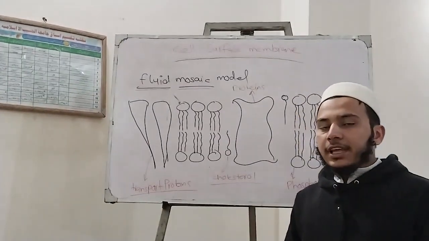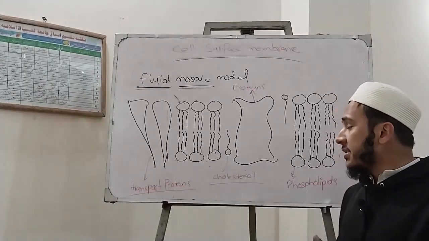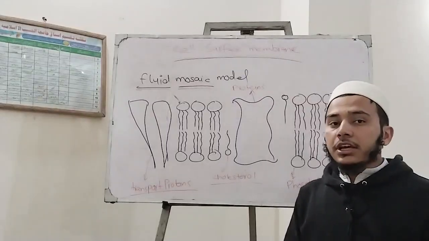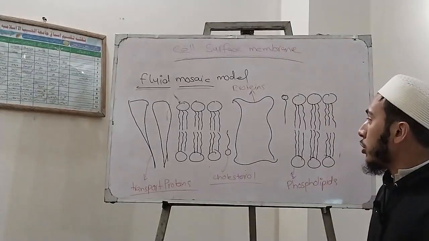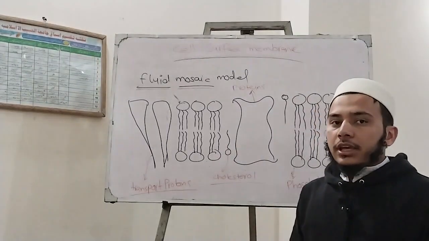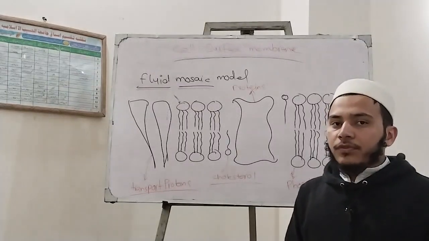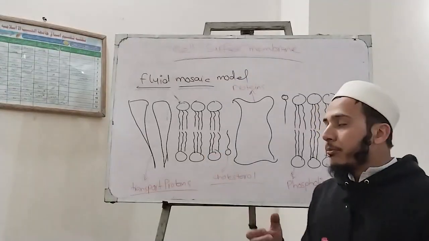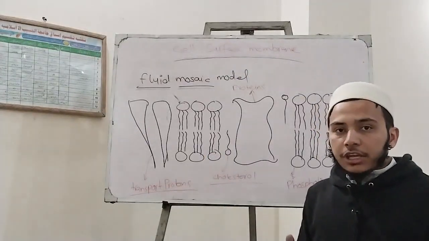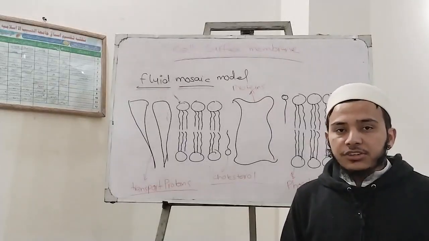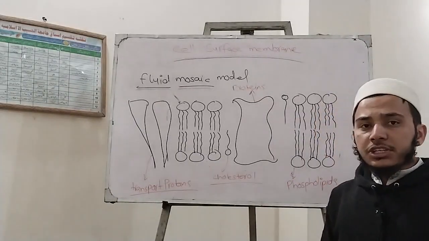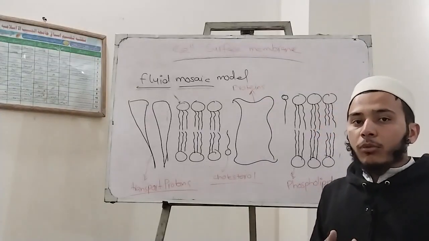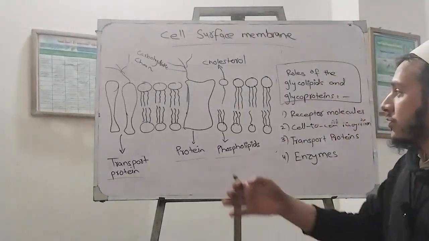There are three factors that affect the fluidity of the membrane. First of all, the saturation. If the fatty acid tails are unsaturated, means they have a double carbon bond in them, the membrane will be more fluid, and otherwise it will be less fluid. The second factor is tail's length. If the tail is long, the membrane would be less fluid, otherwise it would be more fluid. And the third factor is temperature. If the temperature is decreased, the membrane would get less fluid, otherwise it would get more fluid. Now we are done with the details of phospholipids.